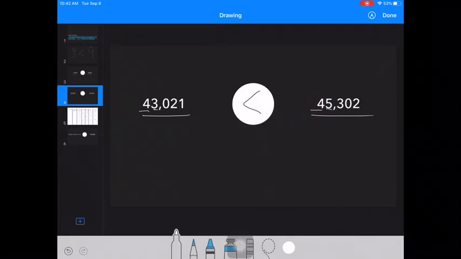Once again, guys, we're looking at the different place value spots. This was 43,000. This was 45,000. 45 is bigger than 43. Even though you had a 4 in both the 10,000 spots, so you had to move one spot over to the right to see what the bigger number was.